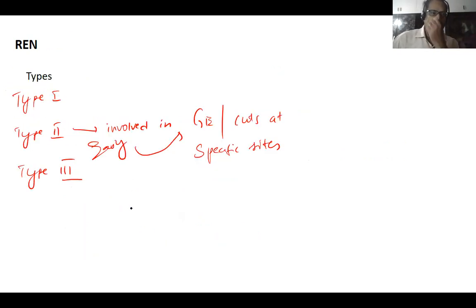Now, a little further, we'll go into detail. Restriction nucleases are of three types: type 1, type 2, type 3. Of these, type 2 is the one we are more interested in. Why are we more interested in type 2? Only because it is involved in genetic engineering. It cuts at specific sites, and it is very easy to use, easy to cut, easy to demonstrate. Since our concept is genetic engineering, we need to go for it.